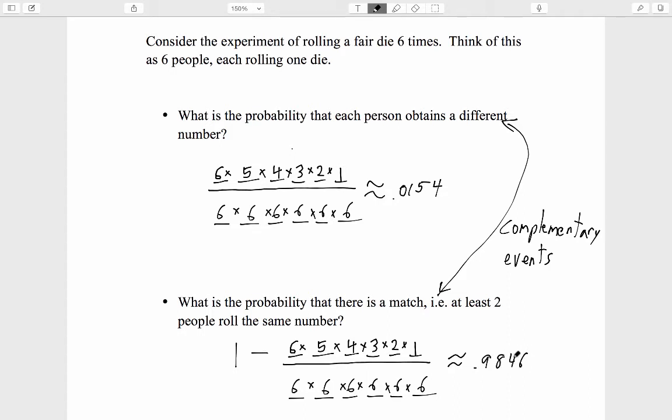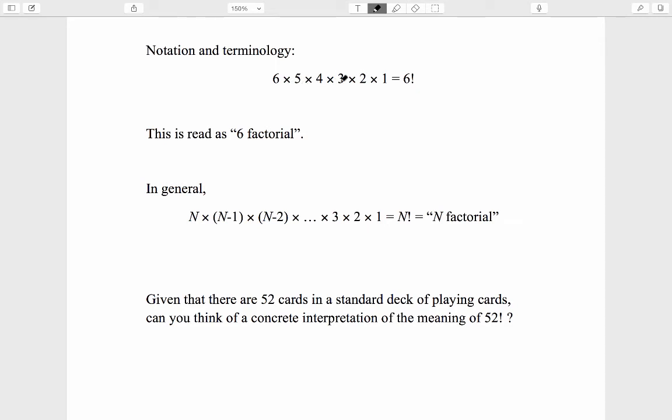0.9846. This expression, 6 times 5 times 4 times 3 times 2 times 1, in other words, starting with the number 6 and multiplying by successively smaller whole numbers until you reach 1, has special notation and terminology. It is written as a 6 with an exclamation point, and it is read 6 factorial. It does not say 6, but 6 factorial. In general, we can do this for any number. For example, 52 factorial equals 52 times 51 times 50 times 49, etc., all the way down to 3 times 2 times 1. Do you really need to write the 1? It's traditional. So this is 52 factorial.